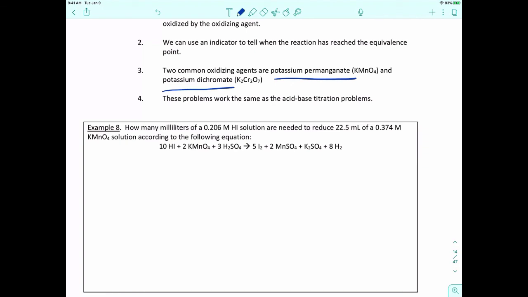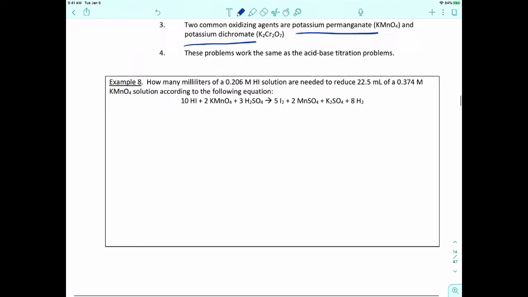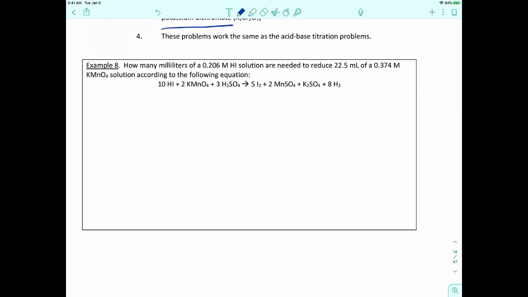Now, even though these chemical equations are going to look more complicated and complex, don't worry, because they work the same way as an acid-base titration. You work it out using dimensional analysis. You're just converting from one entity to the other. So let's try this out. So how many milliliters of a 0.206 molar HI solution are needed to reduce 22.5 mL of a 0.374 molar KMnO4 solution according to this equation?